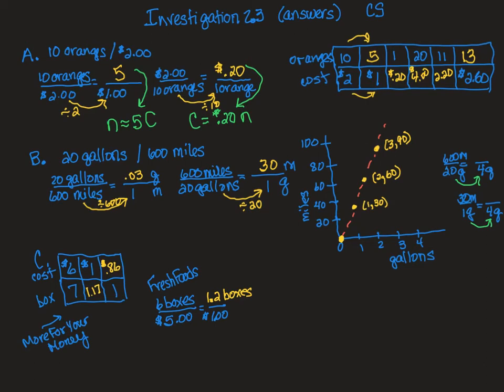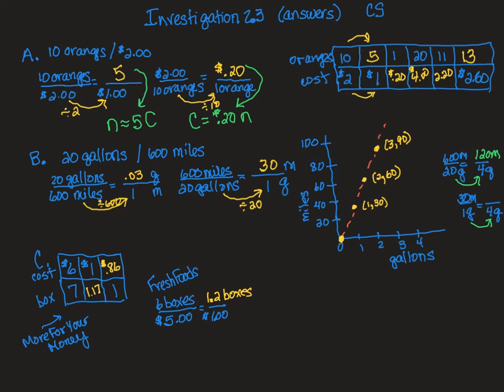Okay, so if I take 20 and I'm going to 4, I know I'm dividing by 5. And if I divided the bottom by 5, I have to divide the top by 5 too. I'm going to get 120 miles. Okay, so let's see if Lisa is right.